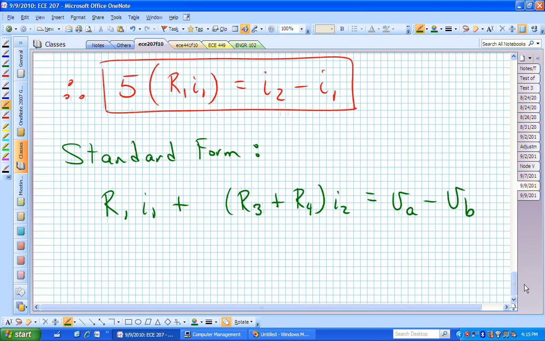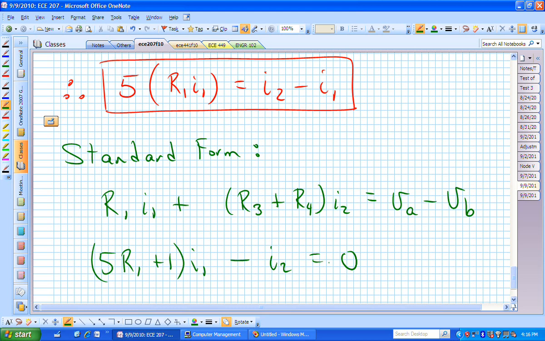Then we have that second equation in red. If we pull all of those onto the left-hand side, because we do not have any independent quantities, we just have I's, we now have 5 R sub 1 plus 1 times I1, and then we have minus I sub 2 equaling 0.